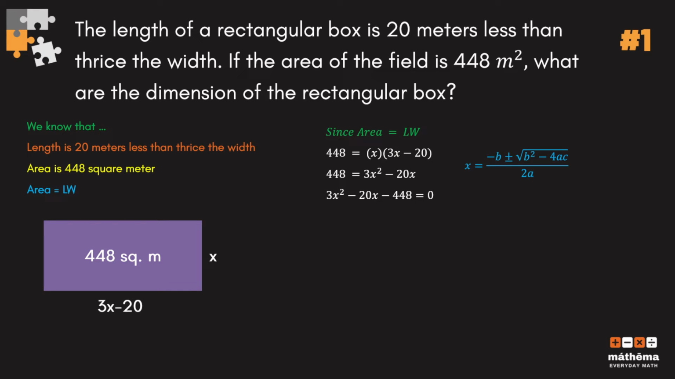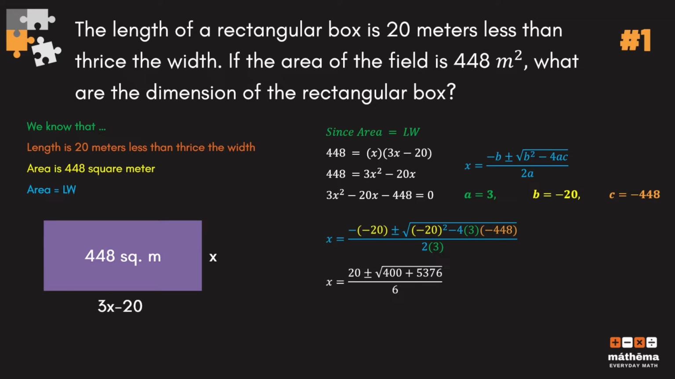So in this example, I will be using the quadratic formula. So a is equal to 3, b is equal to negative 20, c is negative 448. We will substitute those values to our formula, and then we will have the negative of negative 20 plus minus the square root of negative 20 squared minus 4 times 3 times the negative 448 all over 2 times 3, and that will give us x is equal to 20 plus minus the square root of 400 plus 5,376 all over 6. We will now simplify. This will give us x is equal to 20 plus minus the square root of 5,776 all over 6. We will now solve for x.